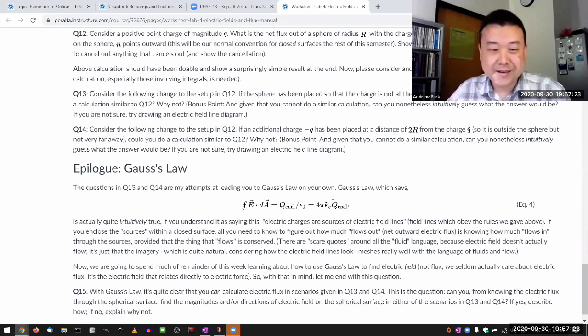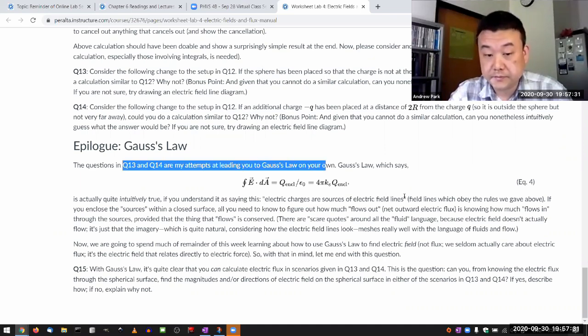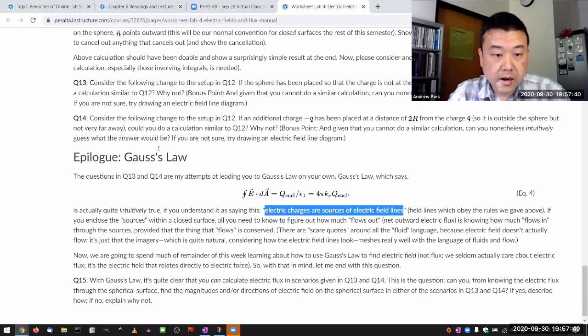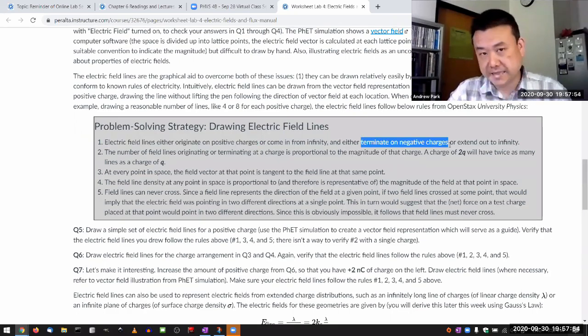Gauss's law, which says this, is quite intuitively true. What it's saying is that electric charges are sources of electric field lines. The rule that we are trying to obey from above is this rule here, which is that electric field lines originate on positive charges. So positive charges are sources of electric field lines, or they terminate on negative charges, or the negative charges are sinks of electric field lines. This is the field line version of Gauss's law.